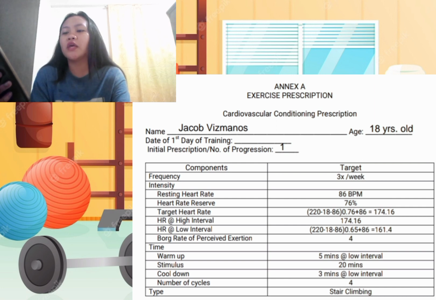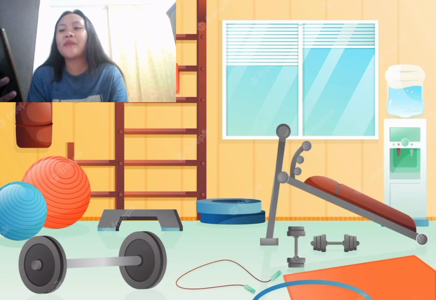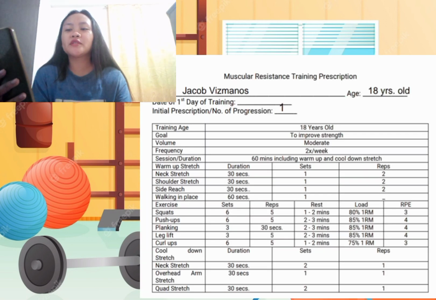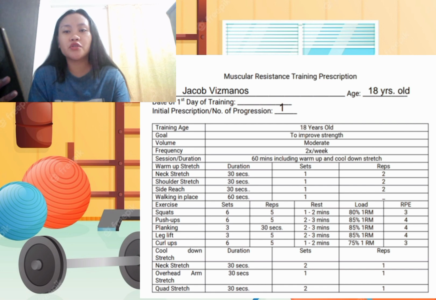So we have here the type component of the cardiovascular conditioning prescription. We will conduct stair climbing. Next, the muscular resistance training prescription. The first component here is the training age. Jacob is 18 years old. The goal here is to improve strength, and the volume is again moderate.